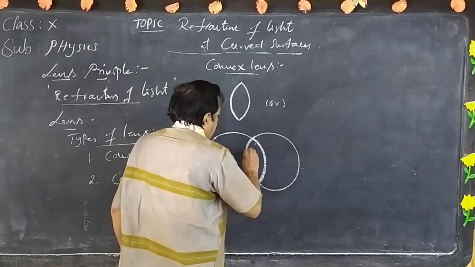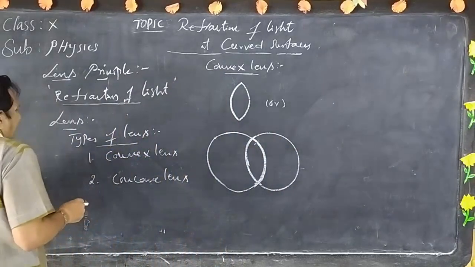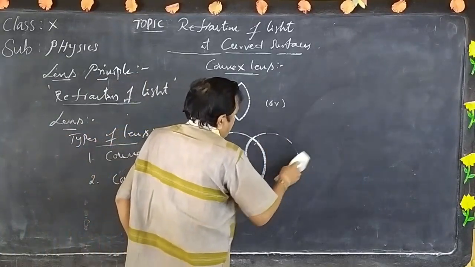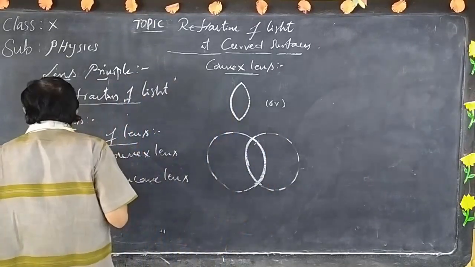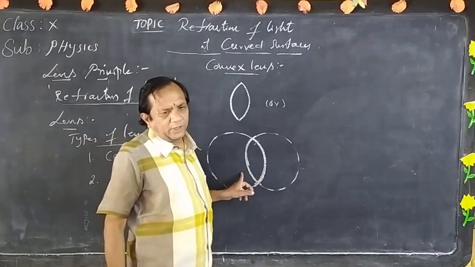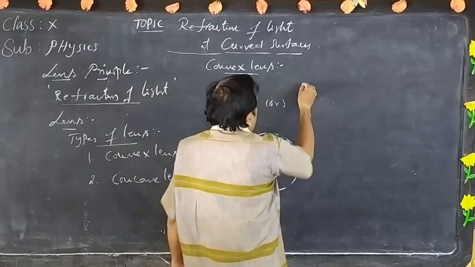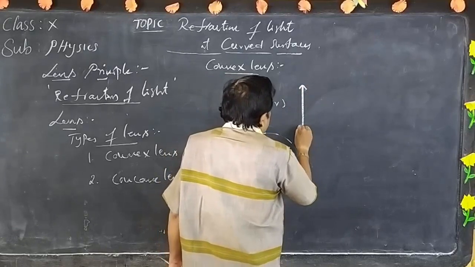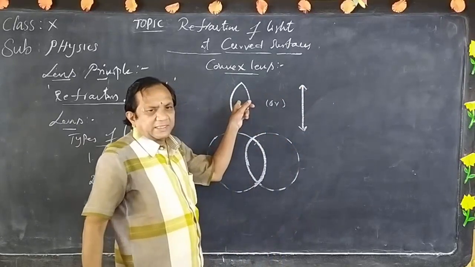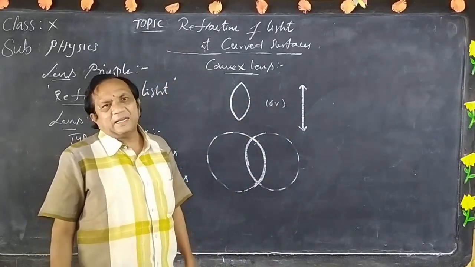Understand? The edges are to be removed, so only the center part is considered. Like this, a convex lens is formed. We can represent it symbolically: just draw this line and indicate up and down arrow marks like this. This is the convex lens. Nowadays I will indicate it like this. No need to draw the complete structure. Just draw this; it behaves as a convex lens.